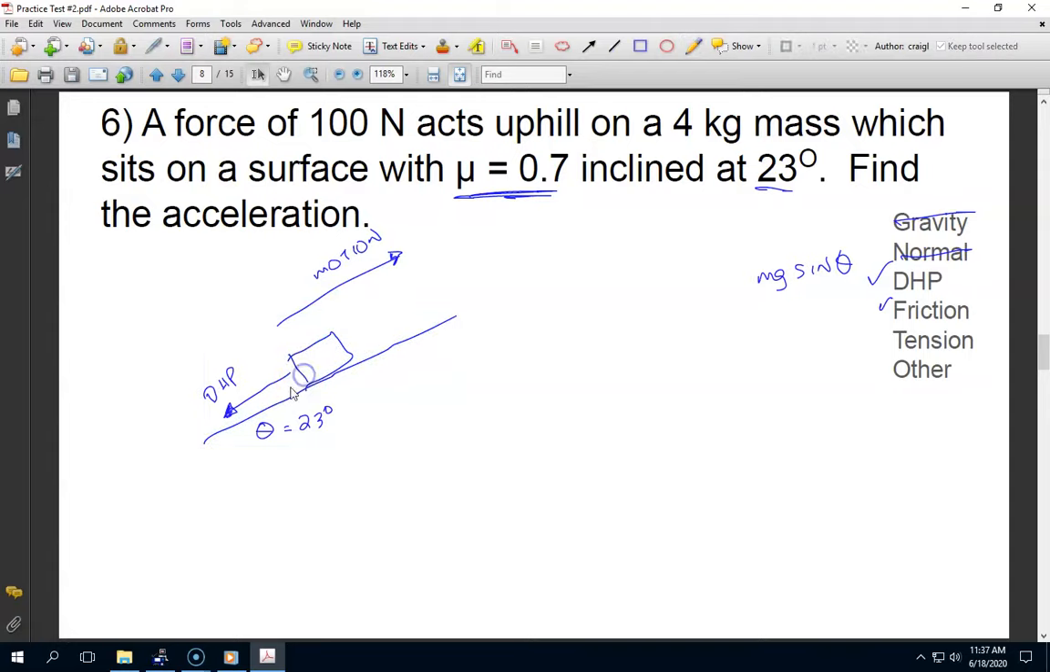I don't know if I can get a little arrow in there or not. Make a big arrow. Come here. Irritating thing. Oh, I lost my pencil. That's the problem. All right, so there is the friction right there.